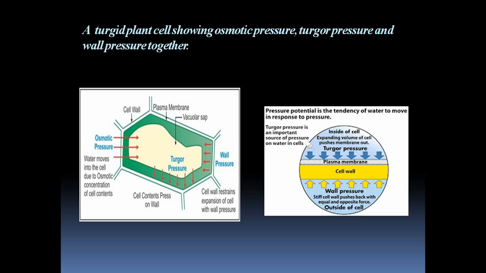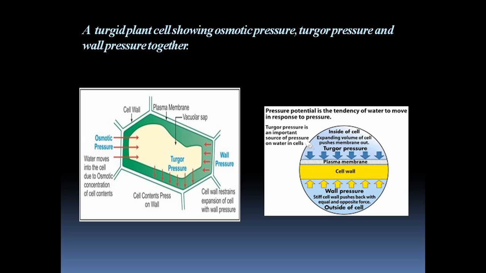Turgor pressure means the pressure of the cell contents on the cell wall. The pressure which is given by the cell content on the cell wall is called turgor pressure. Contrarily, the cell wall also exerts pressure on the cell content. That is called cell wall pressure or simply wall pressure. So when the cell is in a turgid state, the turgor pressure and wall pressure counterbalance each other. There is no osmosis in this case.